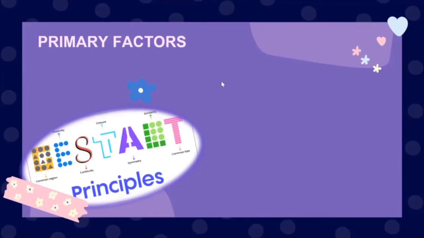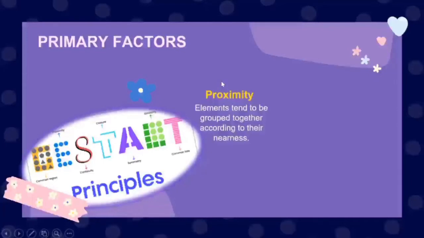So the first primary factor of Gestalt theory is proximity. Elements tend to be grouped together according to their nearness. In proximity, guys, if things are closer, they are more relevant than things that are far away. In simple words, it is the closeness or nearness of a thing.